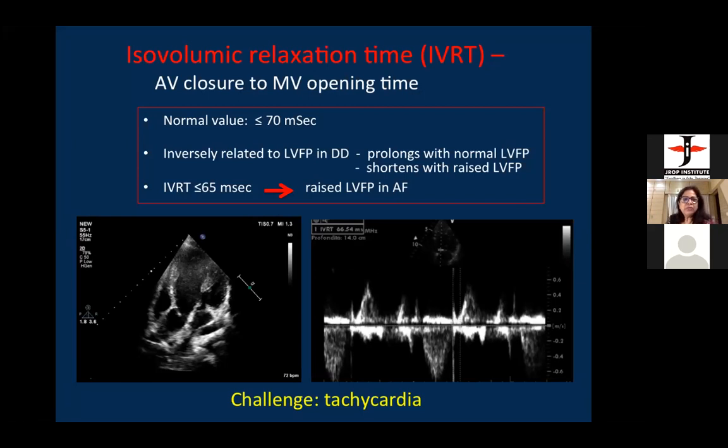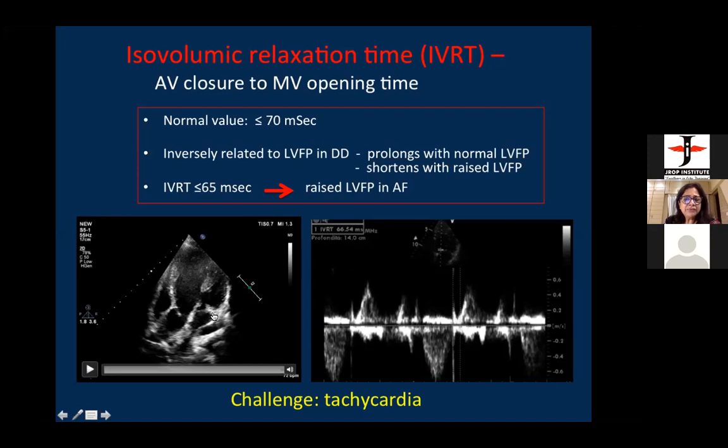What is isovolumic relaxation time? First, I think you know that. Yes, ma'am. It is the time from the aortic valve closure to the mitral valve opening, right? Yes. Normally it is less than 70 milliseconds, where there is active myocardial relaxation. After the aortic valve closes and before the mitral valve opens, the active myocardial relaxation takes place.